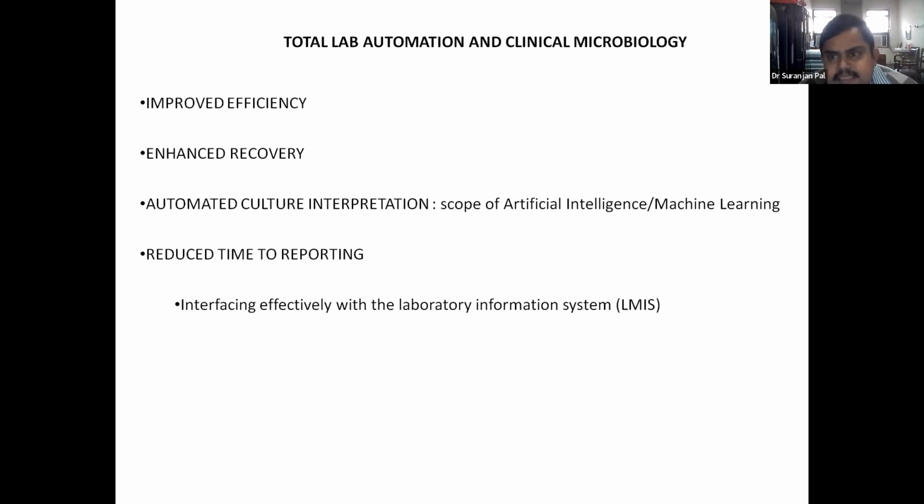And if we interface this total lab automation system with the laboratory information system, we are disseminating information very swiftly to the clinician or to the patient, thus making an early therapeutic decision. So total automation in the laboratory is the future, and we have to cope with this because it is a data intensive procedure. The more data we generate, the more robust this total lab automation system will get.